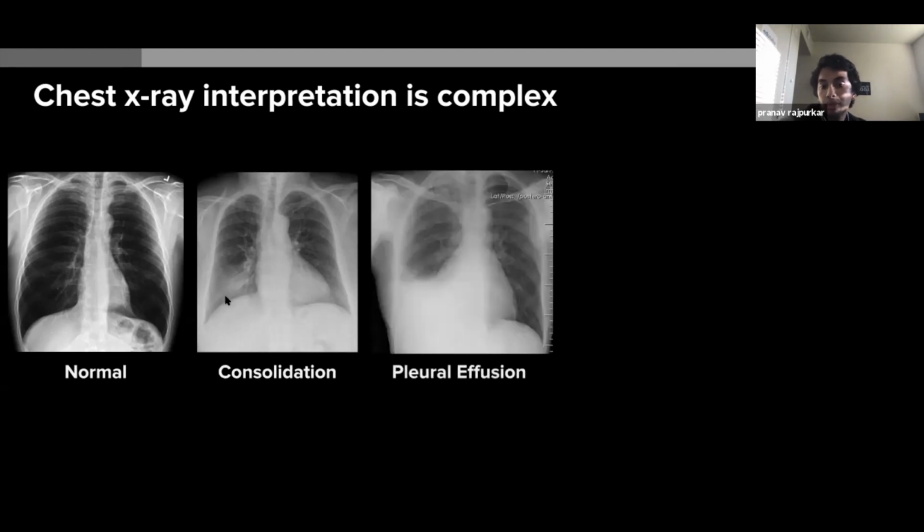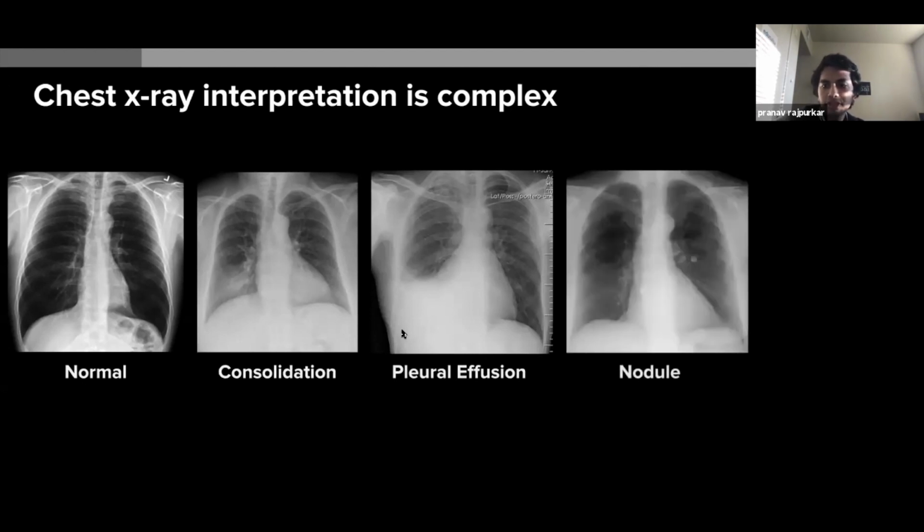But there's not just one disease. You care about identifying multiple diseases here. So here's fluid in another part of the lung. Here it's called pleural effusion. And here's another one. So here's a nodule, and nodules are found on chest X-rays, and these are little lesions that can evolve into cancer, and therefore must be looked at regular intervals to monitor how they're changing over time.